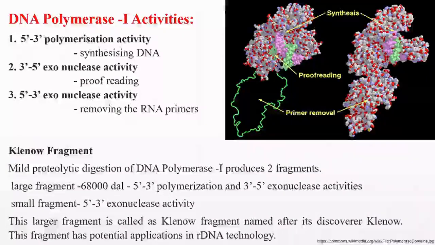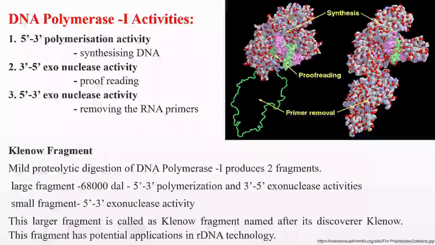The third important activity is 5' to 3' exonuclease activity. This activity is important for the removal of RNA primers. So this last activity is unique for DNA polymerase 1. So DNA polymerase 1 has three important activities. These three activities are present in three domains of the DNA polymerase.